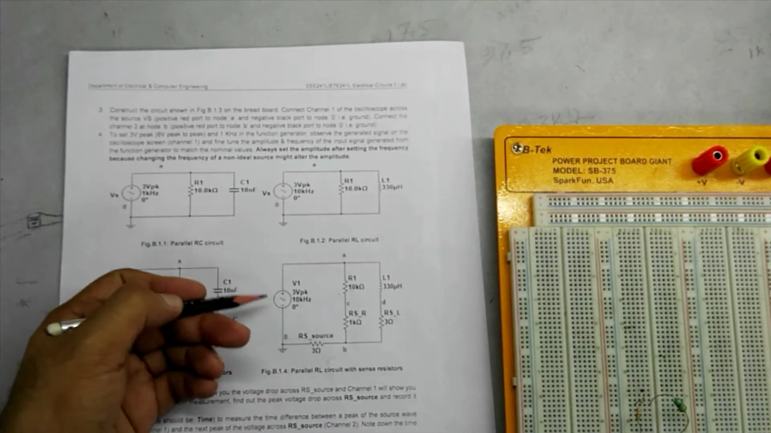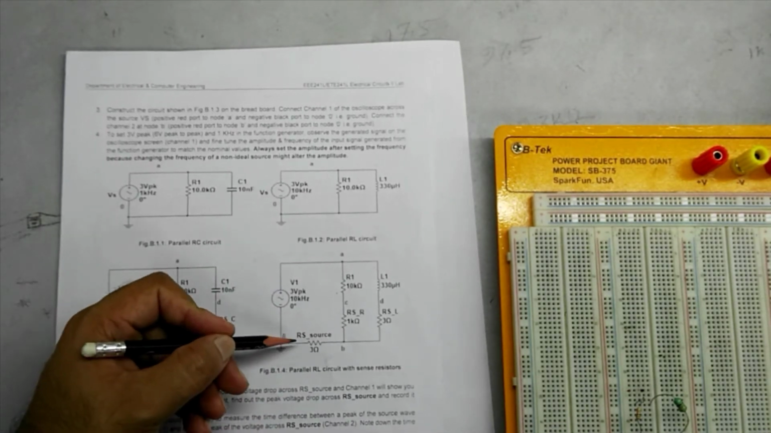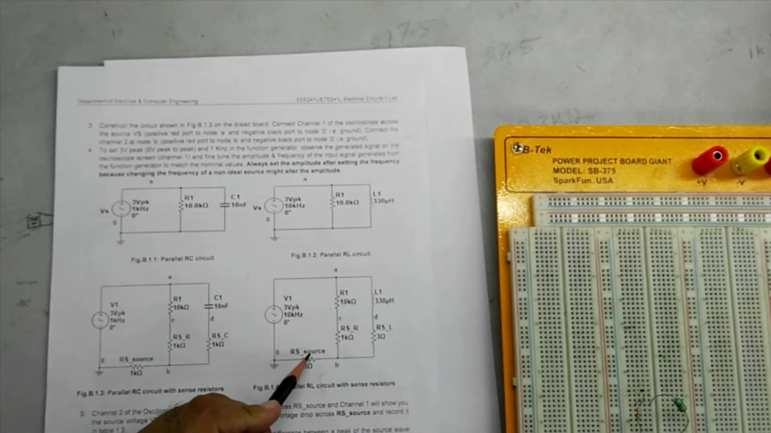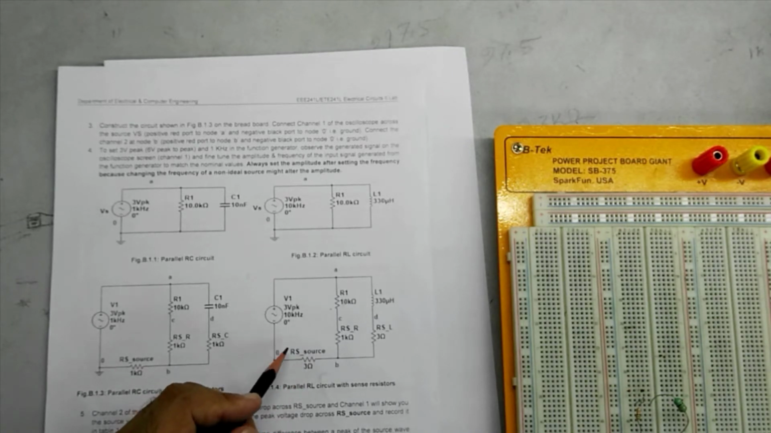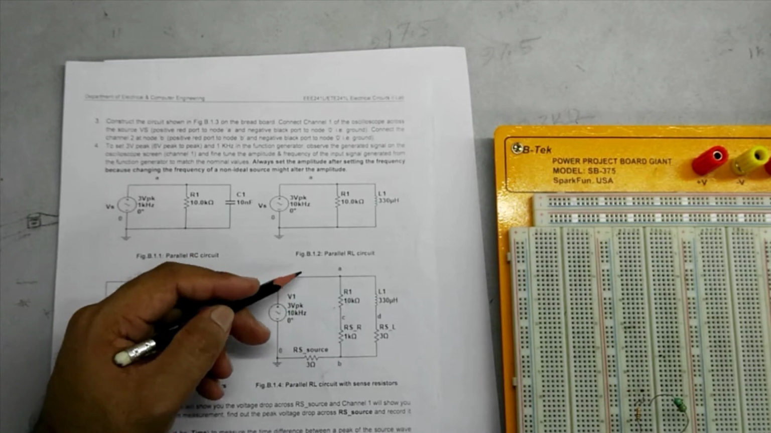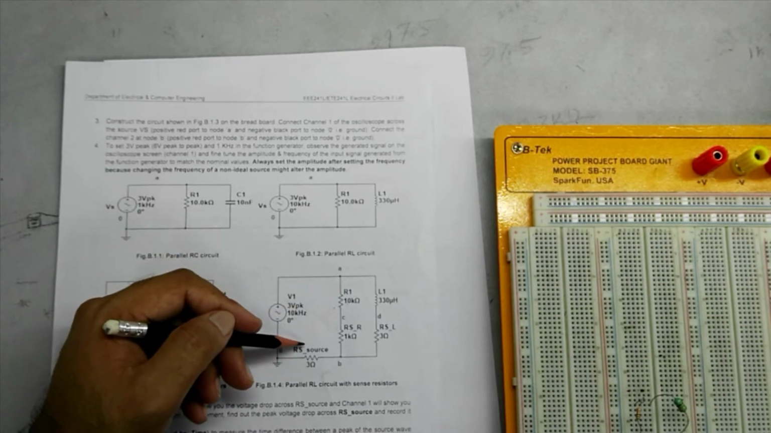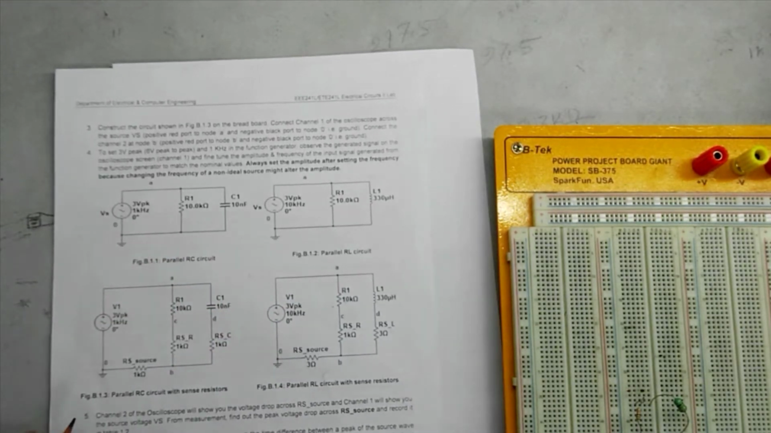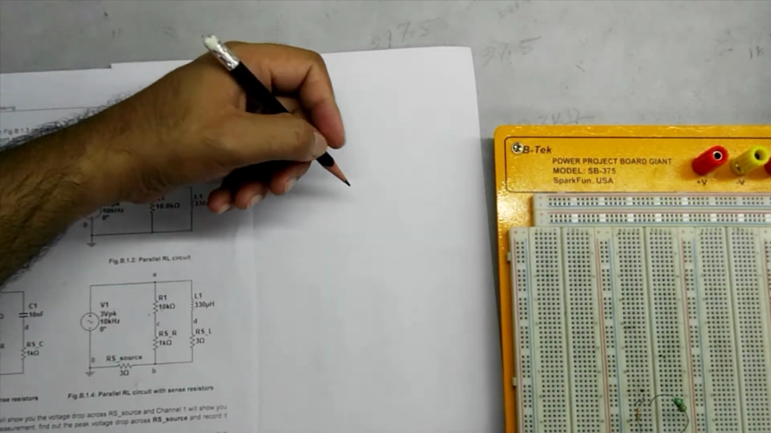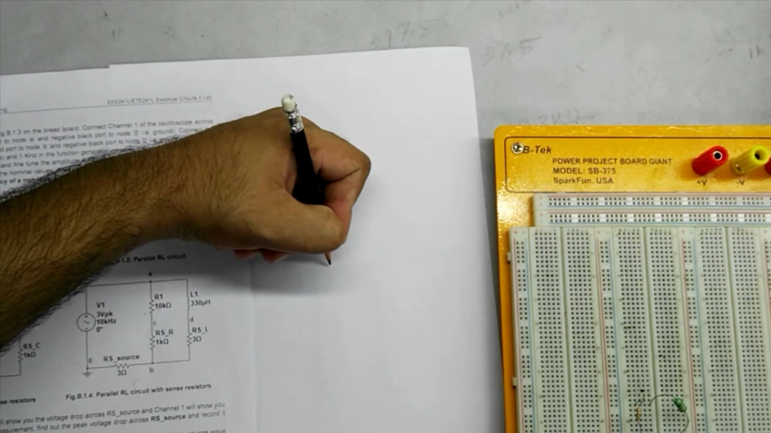So we will restructure this circuit just a bit. We know that RS source will help us to measure the current of the source, and we have just placed this source for ease of measurement. But if we place this source here, this will be the same circuit and it will still help us get the required value. So we'll restructure this circuit as this.